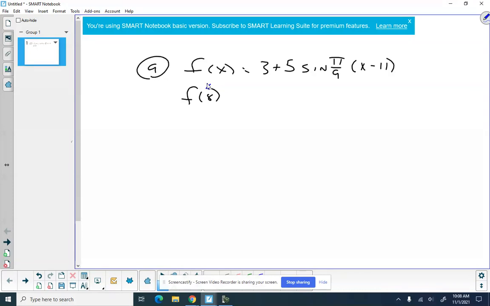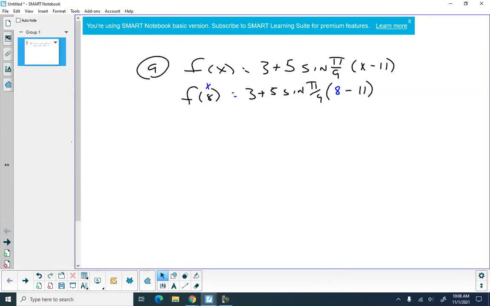So wherever you see an x, I put in a value of 8. So we have 3 plus 5 sine pi over 9, 8 minus 11. And as we talked about on Thursday, this is where hopefully you can do some mental math. 8 minus 11. If you need to clickety-clack them through, go ahead. But hopefully you can mental math this to say this value is -3.